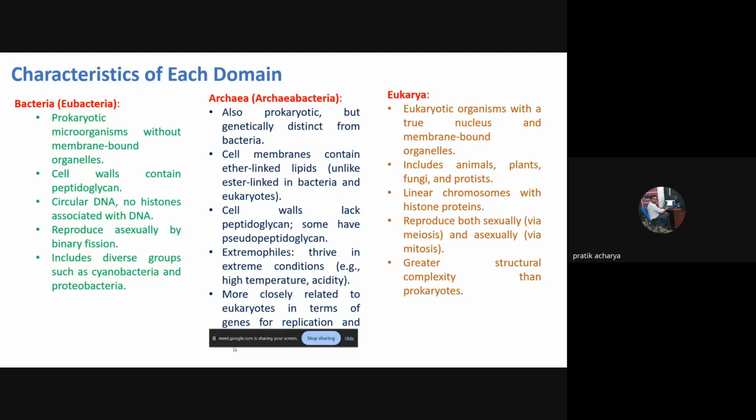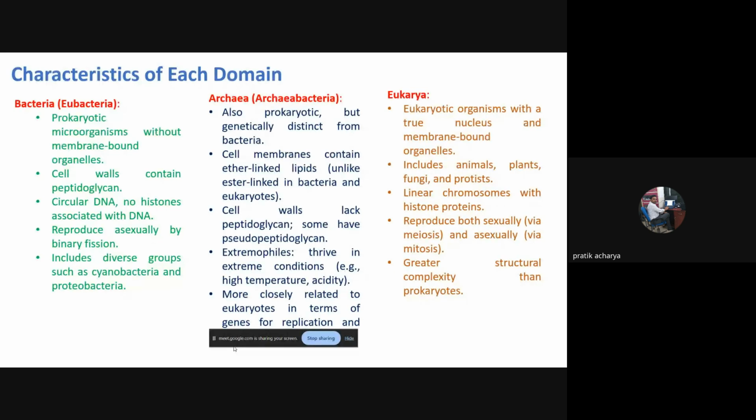Extremophiles, that means they thrive in extreme conditions. They can adapt to extreme conditions like high temperature and acidity. They adapt to these extreme conditions particularly because when they formed, they actually faced extreme conditions. That means at that time the environment was extreme, and not so suitable.